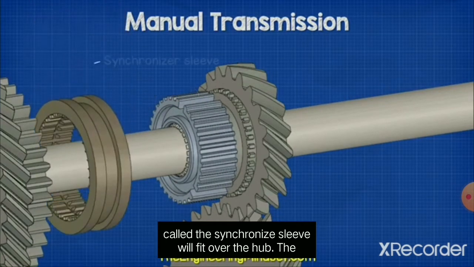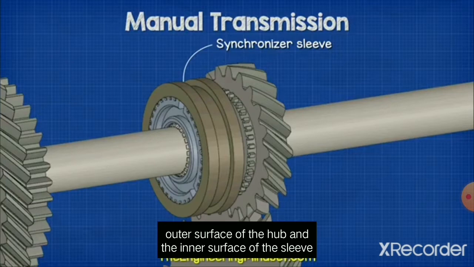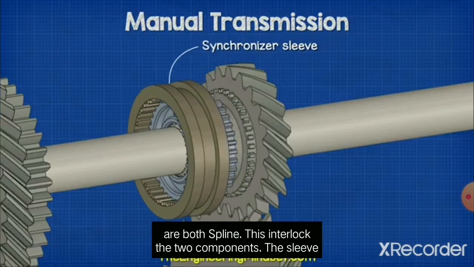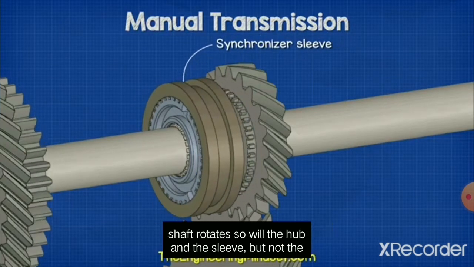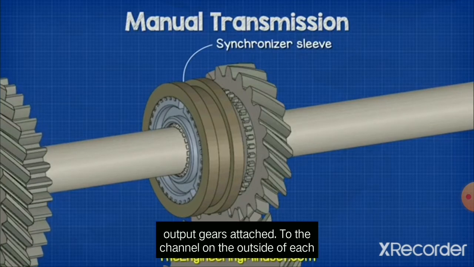Another component called the synchronizer sleeve will fit over the hub. The outer surface of the hub and the inner surface of the sleeve are both splined. This interlocks the two components. The sleeve can move forwards and backwards on the hub. When the output shaft rotates, so will the hub and the sleeve, but not the output gears.